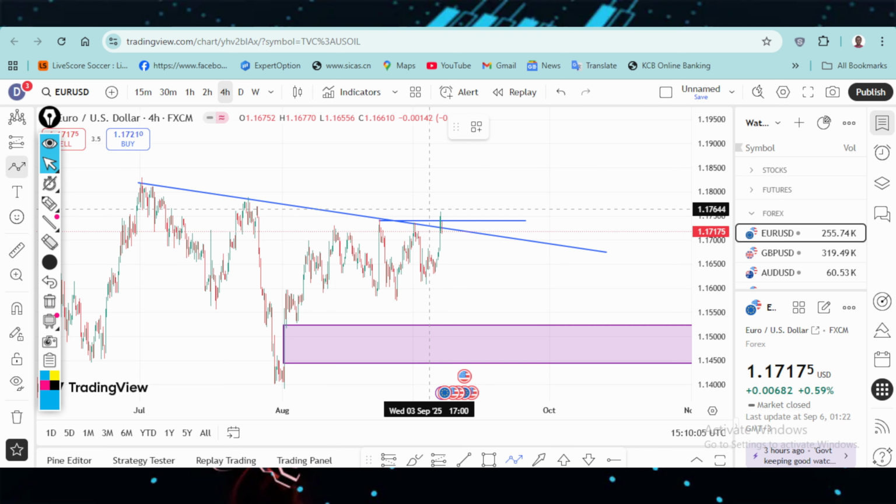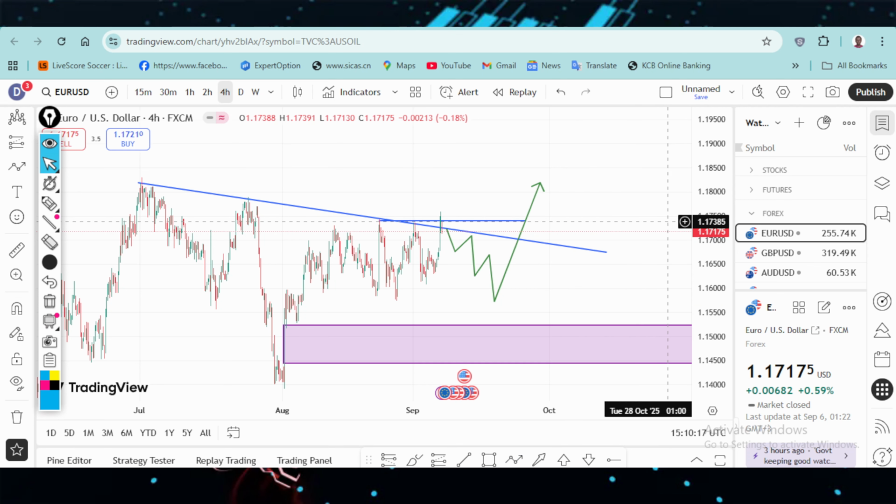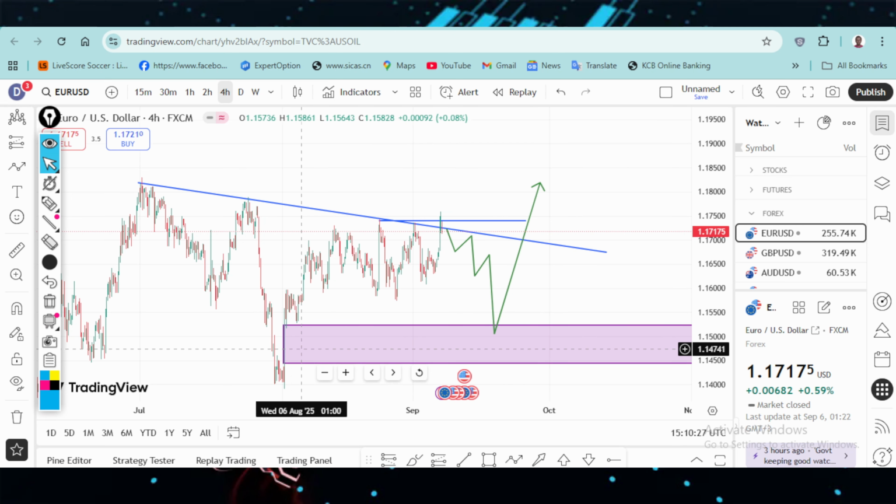For any good move, it might even reach down up to here. Might even reach up to here, because here there is an imbalance. We can see imbalance in this place.